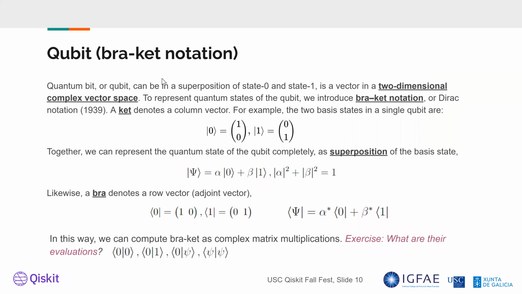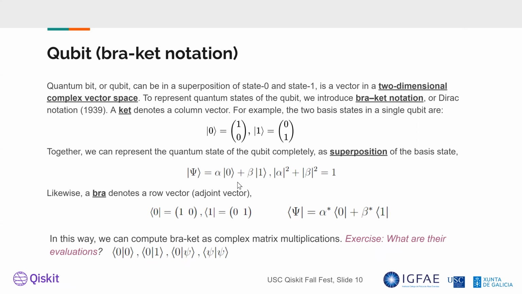To describe a qubit, we will introduce the bra-ket notation. The qubit, or quantum bit, can be in a superposition of 0 and 1, so basically any other place on the ping pong ball. Strictly speaking, it's a vector in a two-dimensional complex vector space. To represent the quantum state of the qubit, we introduce the bra-ket notation, or Dirac notation, invented in 1939. The ket is basically a column vector, and the two states I showed previously, 0 and 1, can be represented as these two column vectors. They form the basis for our single qubit.